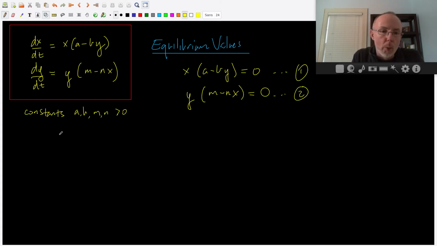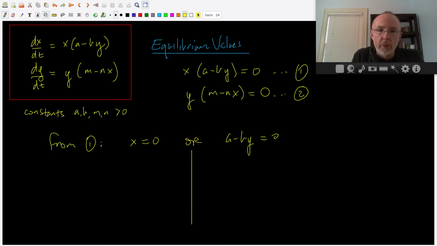And remember, the equilibrium values are where the rate of change of x and the rate of change of y are both zero. So from the first equation, we see that either x is equal to 0 or a minus by is equal to 0. And this is the way I'm always going to solve them, and this is the way you should always solve equations in this and every other course. If you start dividing by things, you'll lose solutions. So we don't divide by things, we factor and then say, okay, this is a product of two things, one or the other of them must be 0.